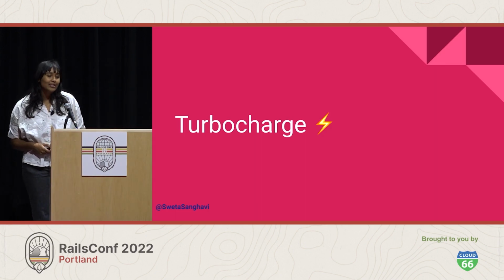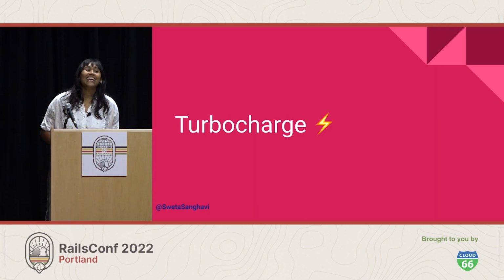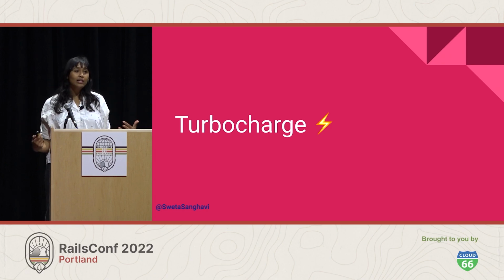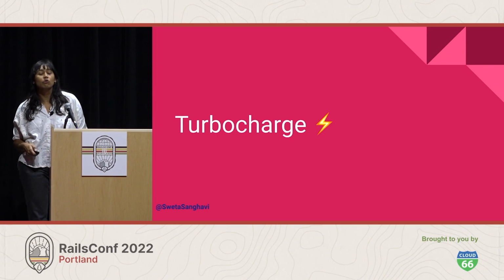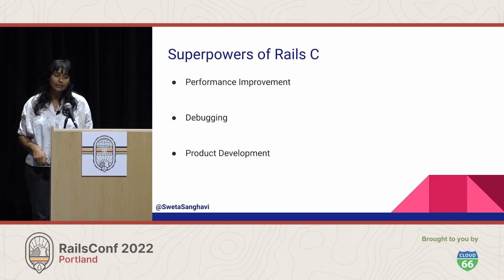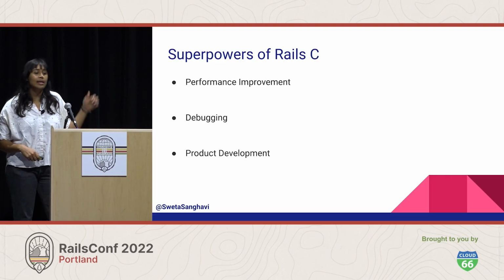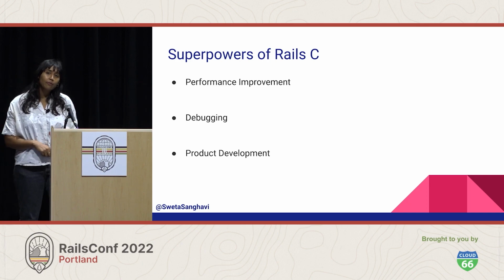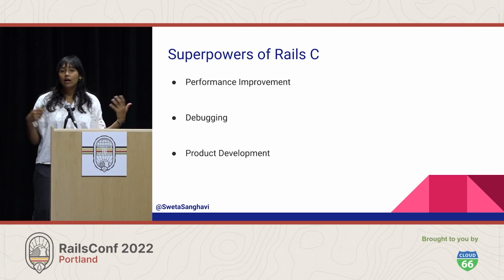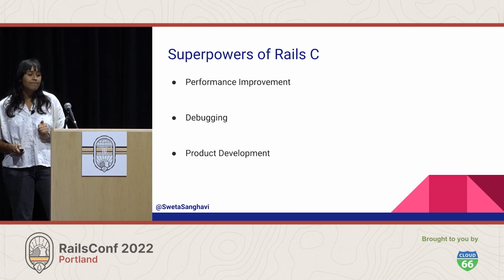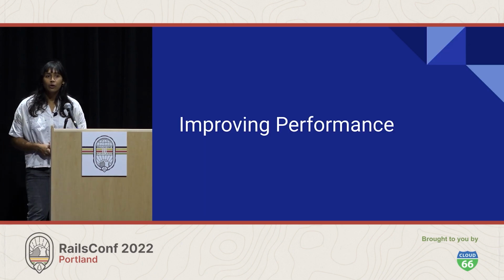All right, are we ready to turbocharge? In this section, I want to talk about how we can use the console to make us really expert product developers. Some of the superpowers of Rails C that I want to go through is how we can use it for performance improvement, for debugging, and our day-to-day product development. So let's first talk about performance.